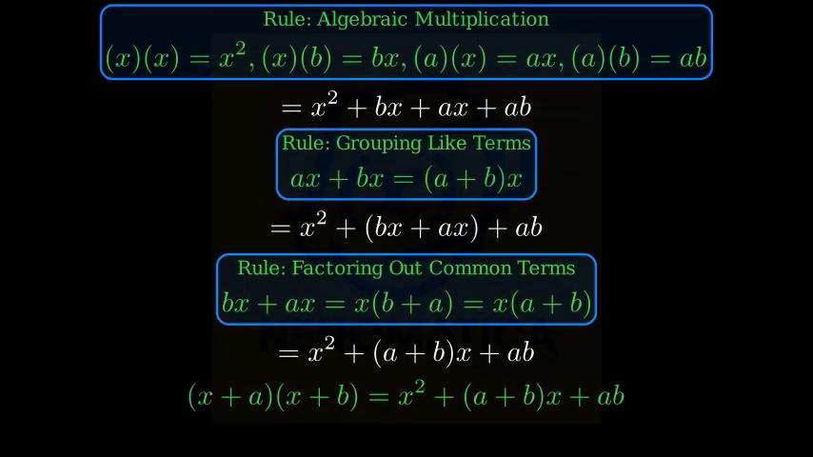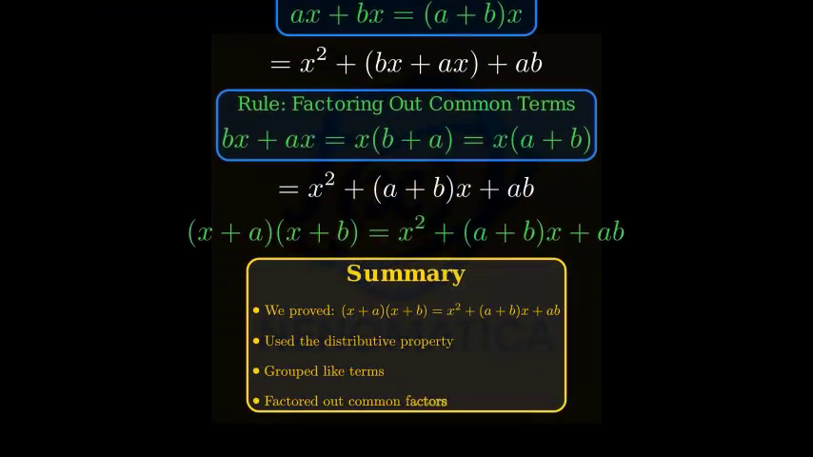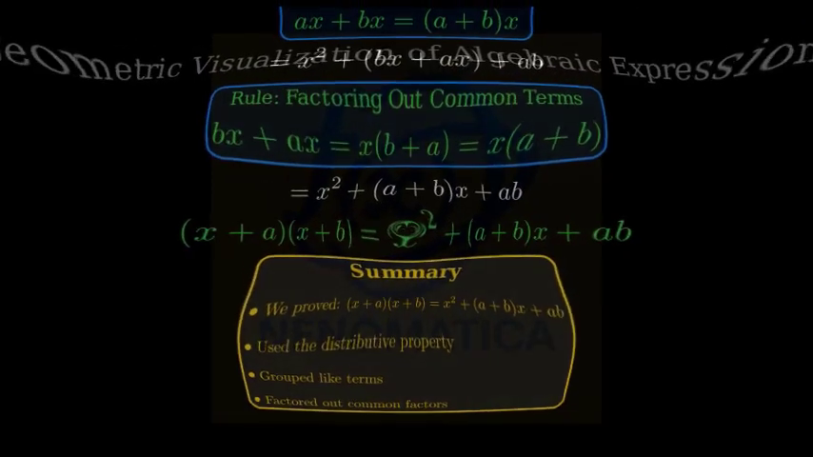Now, let's verify that we've reached our desired result. We started with the product of two binomials, x plus a and x plus b. And through a series of algebraic manipulations, we've shown that this equals x squared plus the quantity a plus b times x plus ab. This completes our proof. In summary, we've proven that for all real numbers x, a, and b, the product of the binomials x plus a and x plus b equals x squared plus the quantity a plus b times x plus ab. This is a fundamental algebraic identity that's useful in many areas of mathematics.